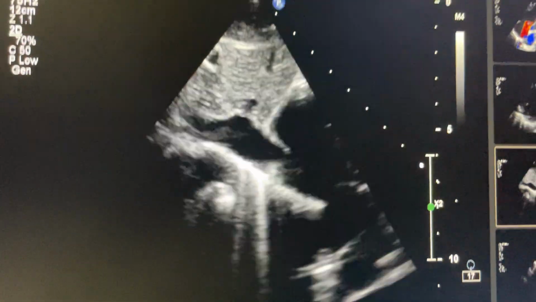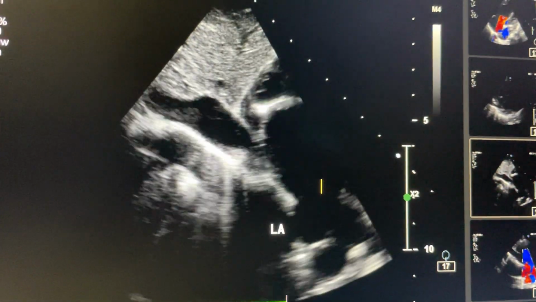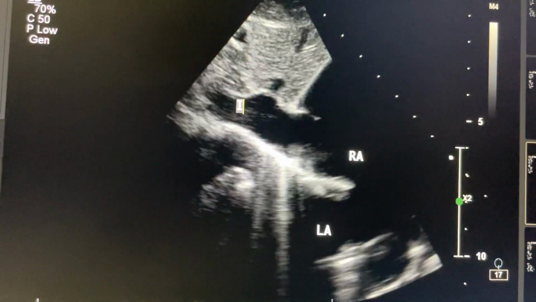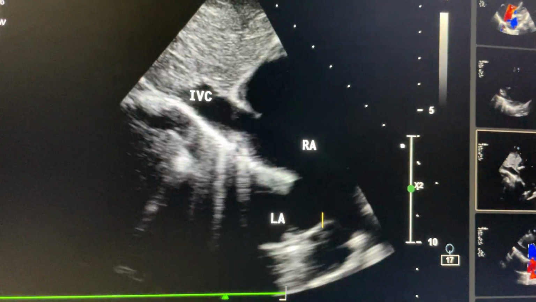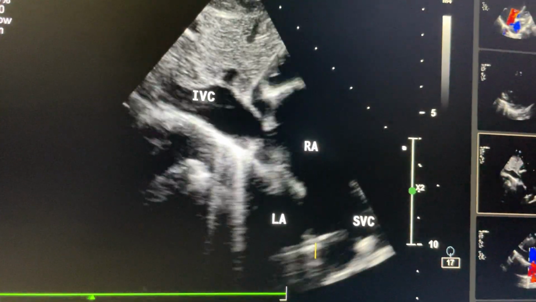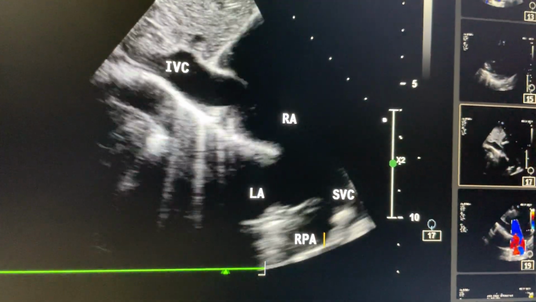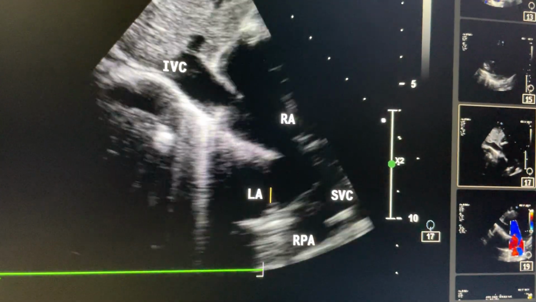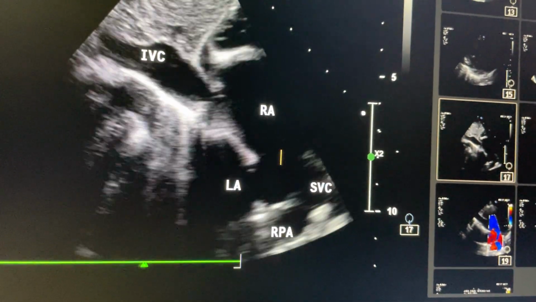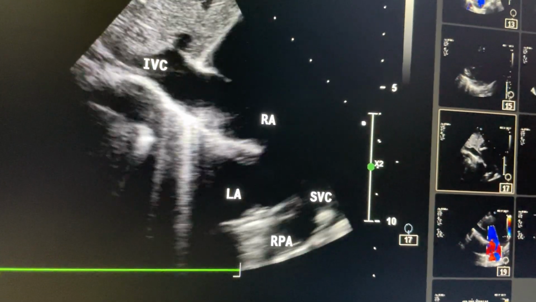In this image you see easily, this is the left atrium and this is the right atrium. This is the IVC and this is the SVC. This is the right pulmonary artery in cross section. So the left atrium and right atrium are communicating where the SVC drains into the right atrium. That is why it is called sinus venosus ASD of SVC type.